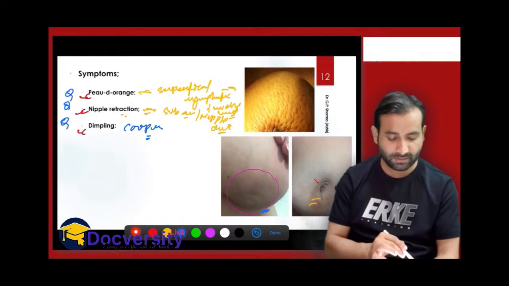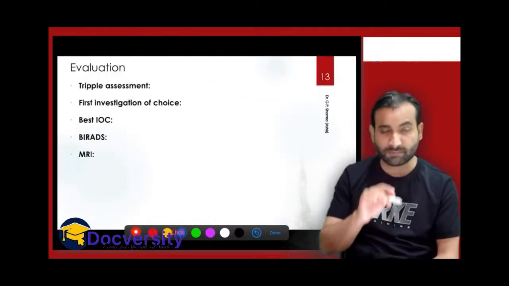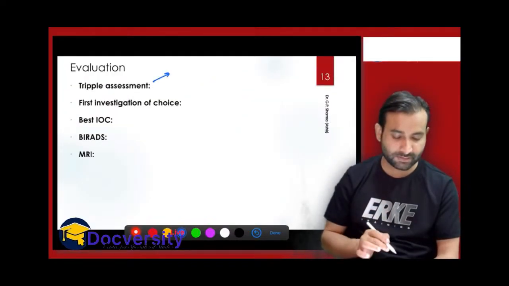These are the questions in the exam, okay? What produces the peau d'orange? What produces the nipple retraction? What produces the dimpling, right? So these are the questions.